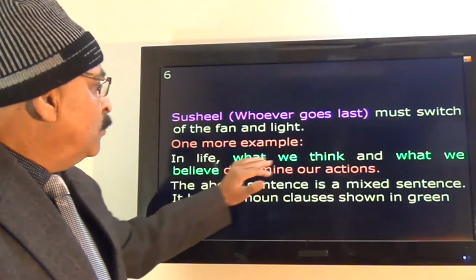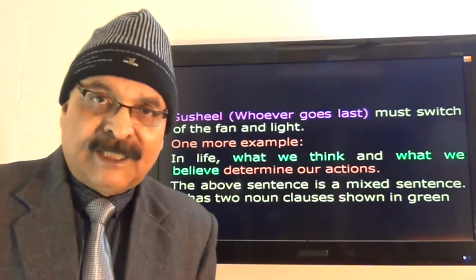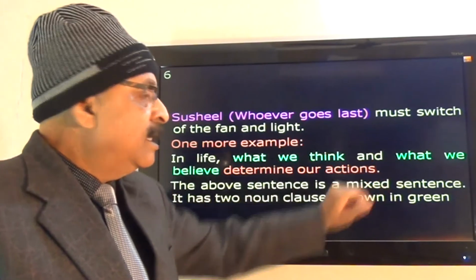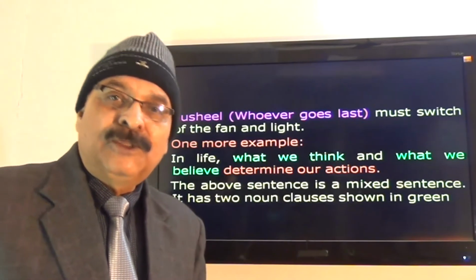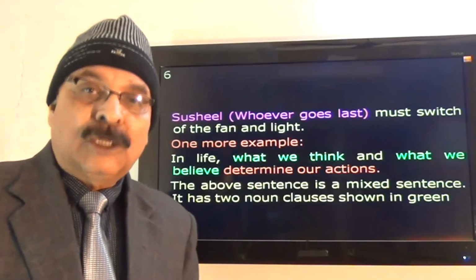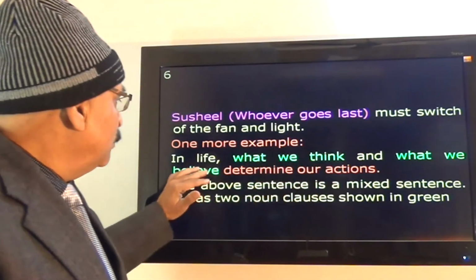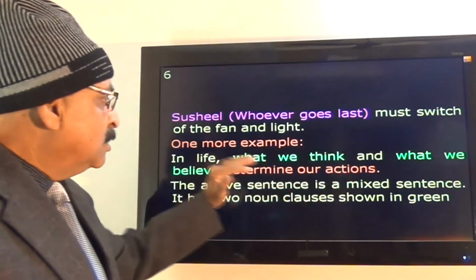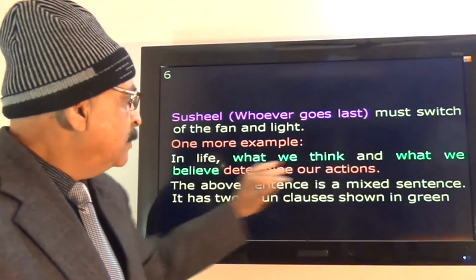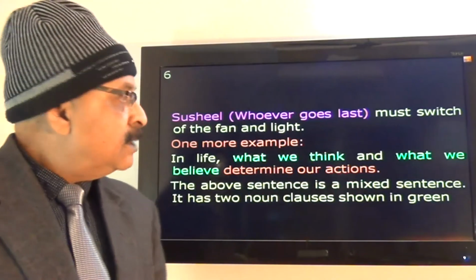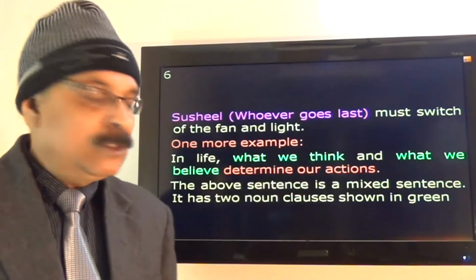One more example. In life, what we think and what we believe determine our actions. This is a mixed sentence because it has the coordinating conjunction and also, and what these are subordinating conjunctions. So it becomes a mixed sentence, not compound or complex. So there are 2 noun clauses here. What we think, what we believe. You can say something and something determine our actions. You can replace these noun clauses with something and something determine our actions, right? So determine is the verb to which these 2 clauses are the subject, noun clauses.